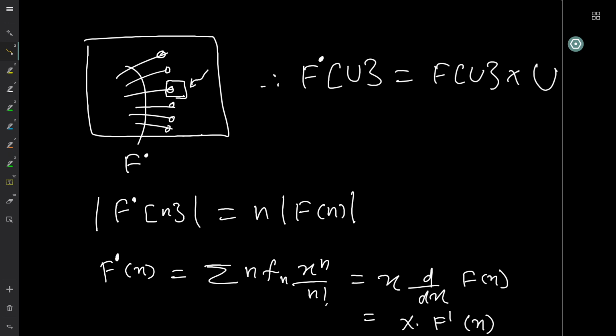Now, what is this? If you take one x outside, you get x times d by dx of f of x, because f of x is the sum of fn x raised to n by n factorial. You take the derivative and multiply with an x, and you get this form. So it is basically x into d by dx of f. But d by dx of f of x is the generating function for f dash of x, and x is the generating function for the species of singletons. So you can see it as the product of the singleton species and the derivative species. So f dot of x is basically x times f dash of x.